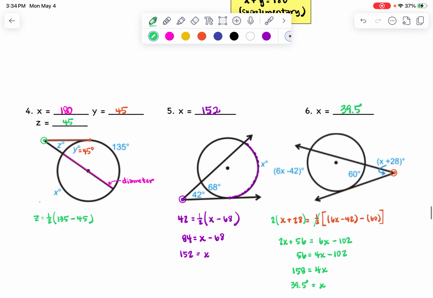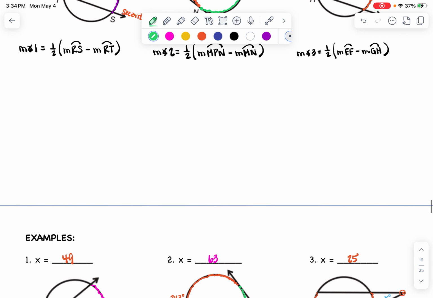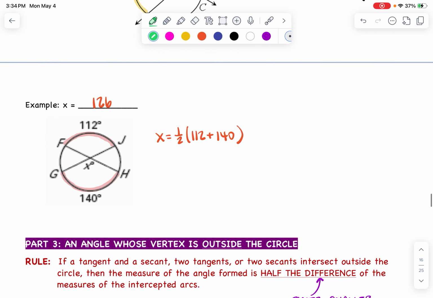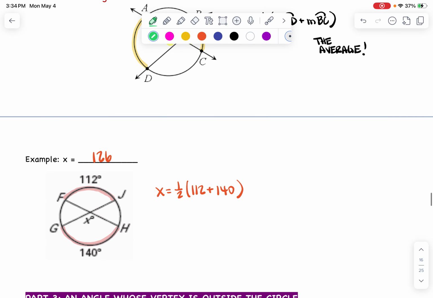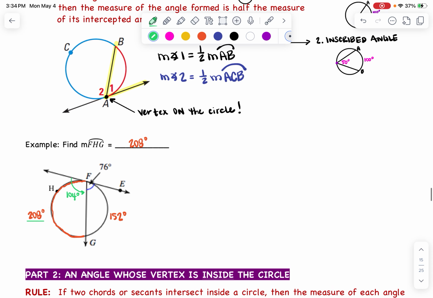Now these were all angles outside, so just be aware we practiced that one a lot, but don't forget about this guy, right? Angles that are inside the circle is half the sum, right? And then of course this guy, right? Angles that are on the circle are half their intercepted arc.